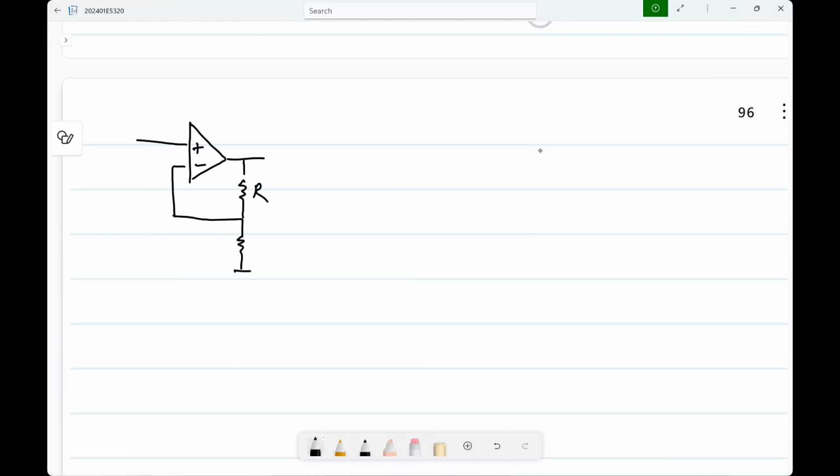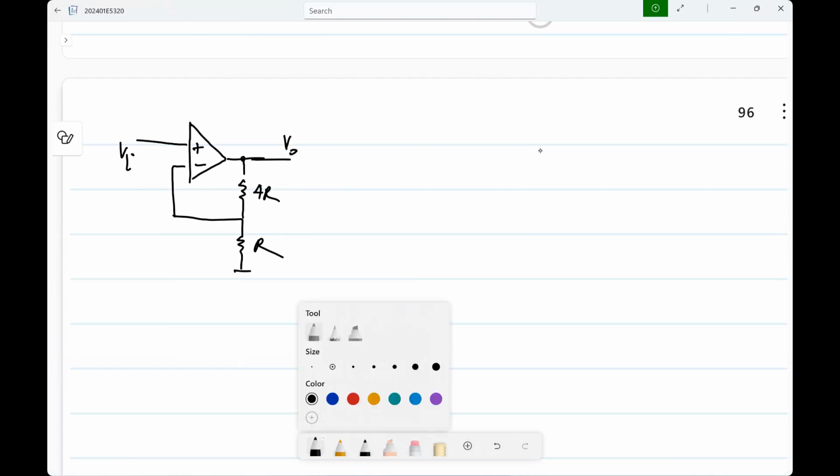So now, what is this block supposed to do? It should be 5 times this. But of course, again, we have the problem that this is R2, which is nominally 4R, and this is R1, which is nominally R. But there will be errors. So in this case, can I use some dynamic techniques to make the gain exactly 5?